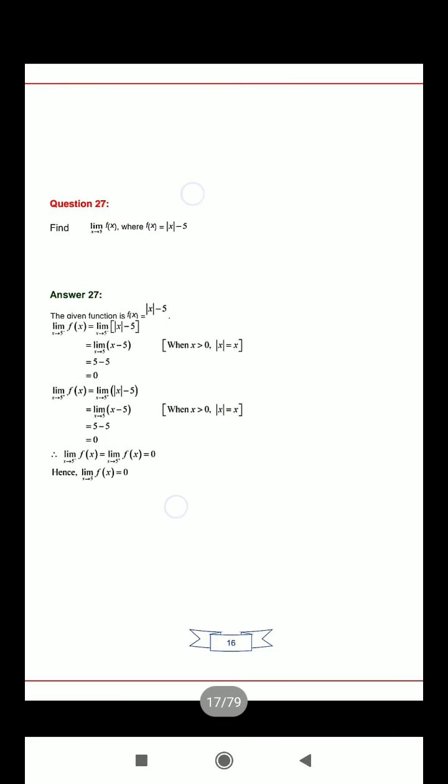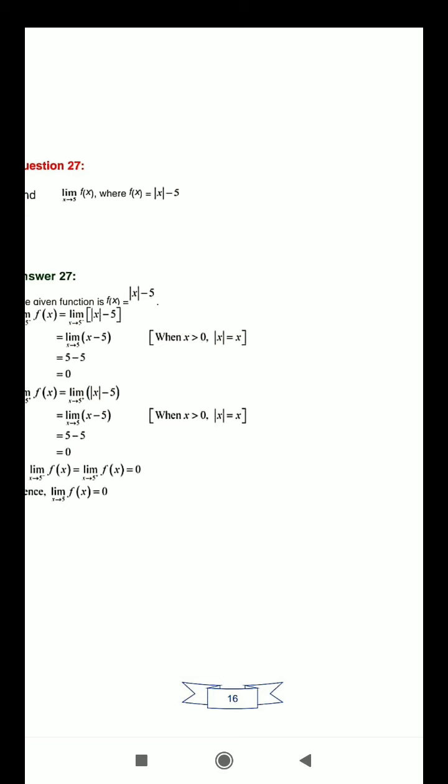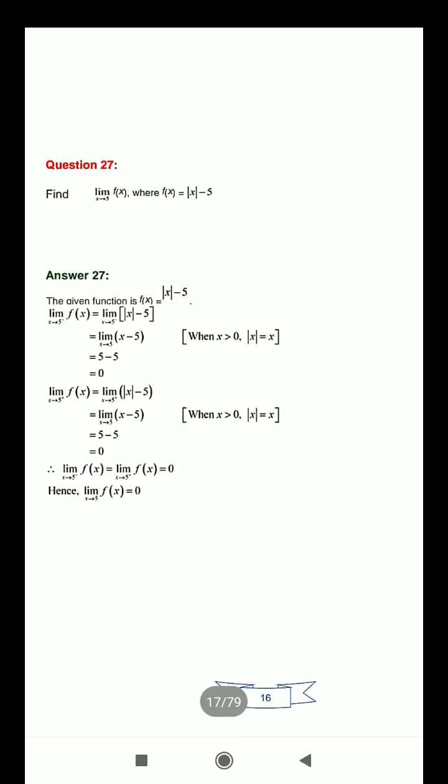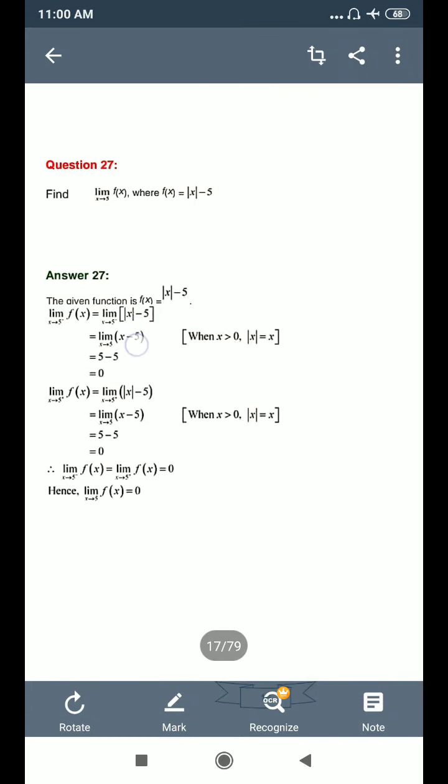Coming to question number 27, sorry. Limit x tends to 5 of modulus of x minus 5. So we'll calculate limit x tends to 5 minus f(x). For this, modulus of x: as x is greater than 0, and 5 is greater than 0, the modulus of x will be taken as x only. So it will become x minus 5. You put x equal to 5, the value is 0.